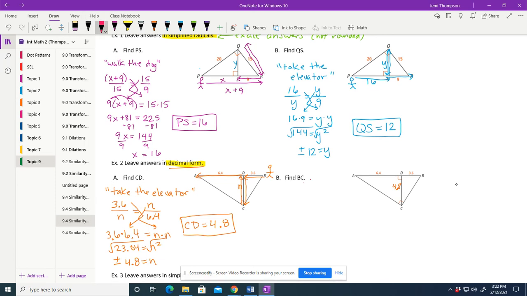And this problem's asking me to find BC. I'm going to call it K. I don't know, why not? Okay, so the rule, if I'm looking for a leg, then I need to use the walk the dog theorem, all right? The leg rule for right triangles.